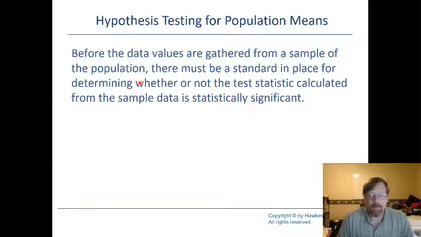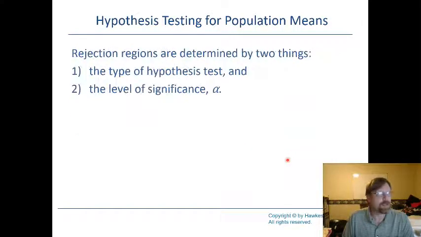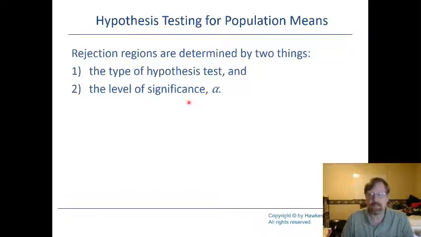To determine whether or not to draw the conclusions, we need to determine whether or not our test statistic is statistically significant. The first method we'll look at here is evaluating the z-scores and using rejection regions. Rejection regions are determined by the type of hypothesis test we're after and the level of significance.